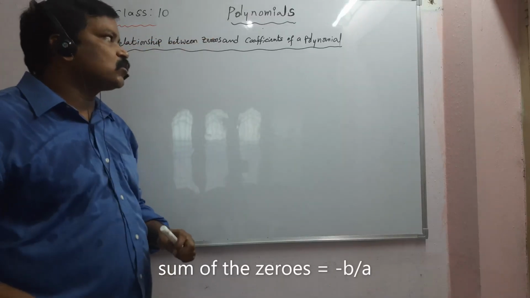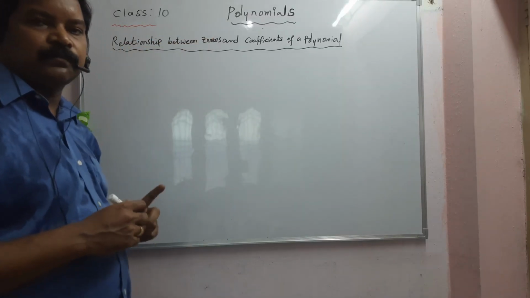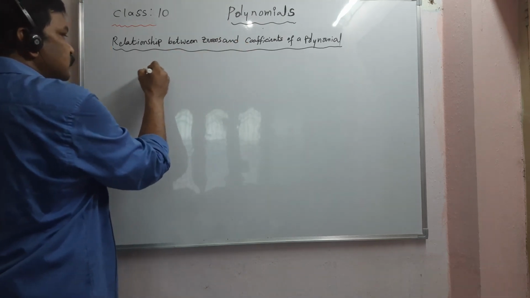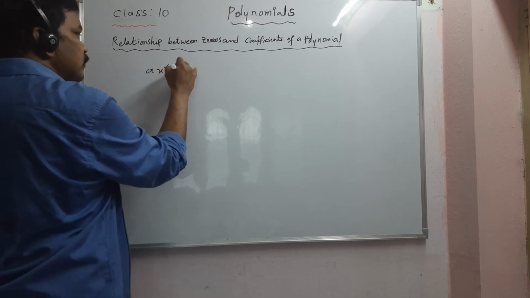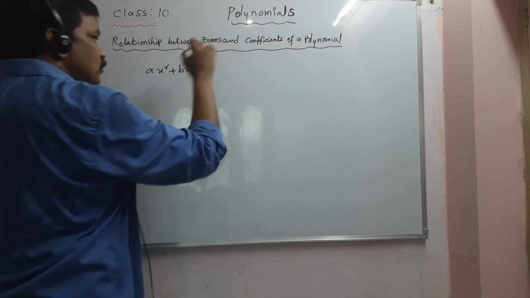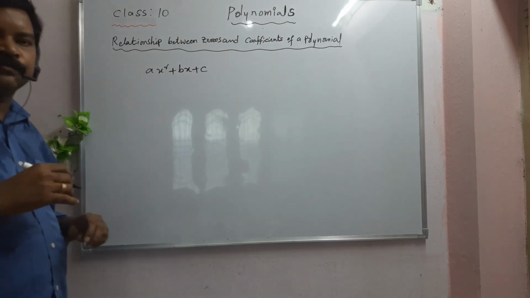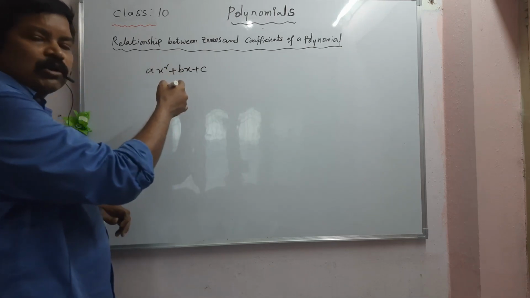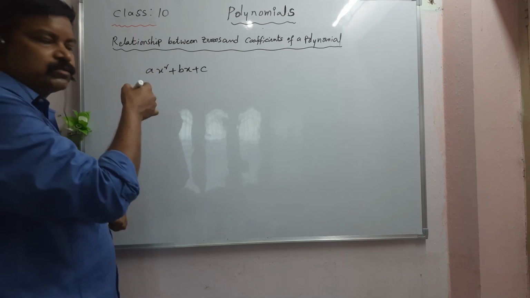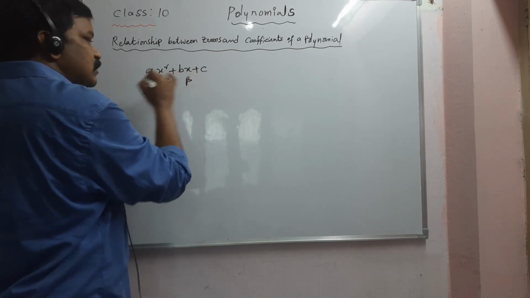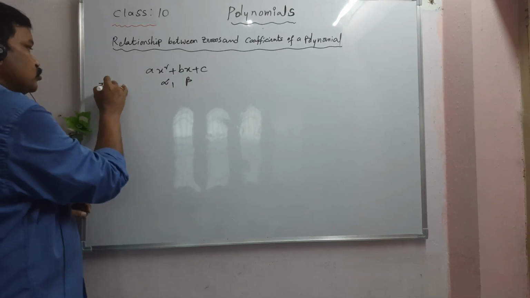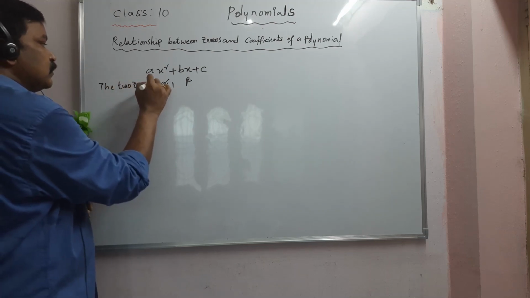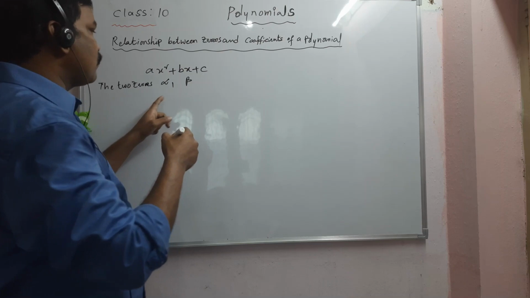Relationship between zeros and coefficients of a polynomial. What is the general form of a quadratic polynomial? ax square plus bx plus c. Here, this quadratic polynomial has two zeros. One is alpha and the other one is beta. The two zeros are alpha and beta.